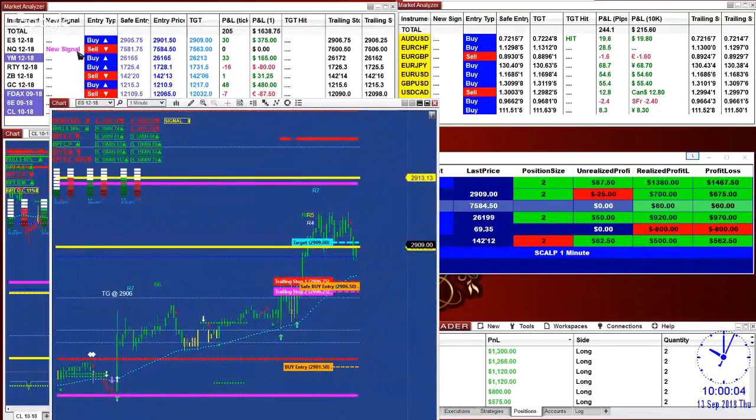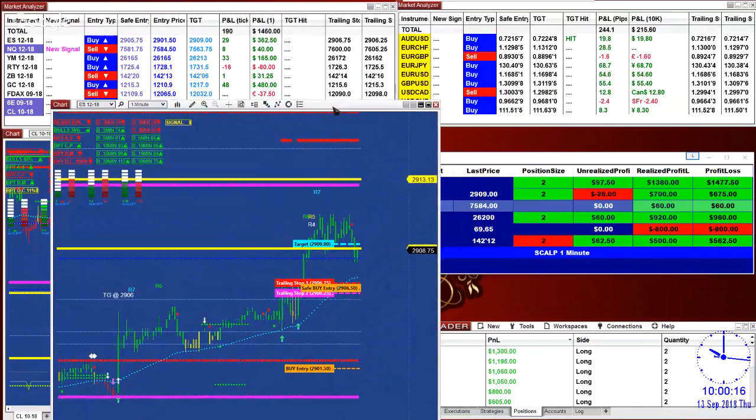We have a new signal on the NASDAQ. Now we will follow it. If you want to follow it, follow it. Enter price 84.50, target 63.75, and it is a short trade.